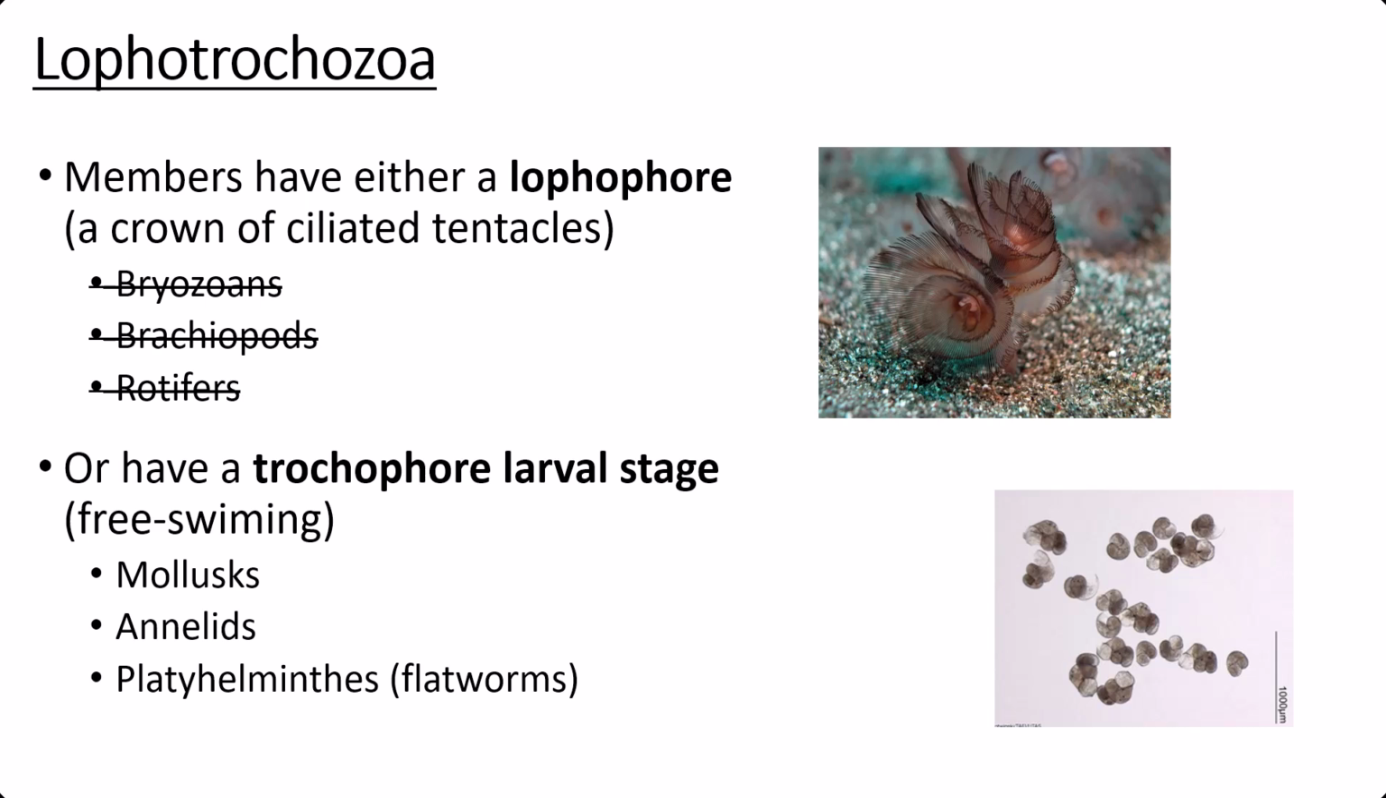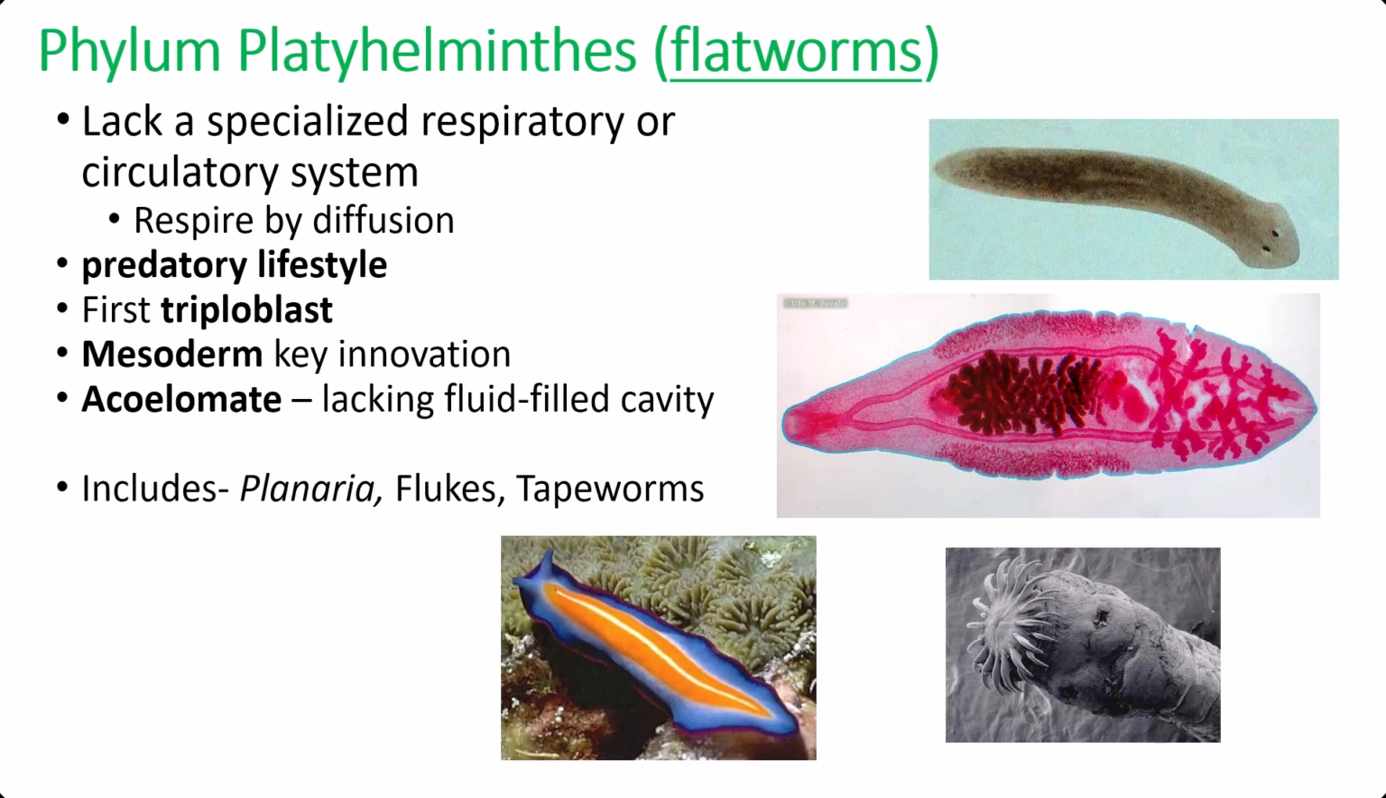So those lophotrochozoans, their members either have a lophophore, which is this kind of crown of ciliated tentacles. That includes the bryozoans, brachiopods, and rotifers. It's not that they're not important, but we have a ton to memorize, so don't memorize those. Or they have this trochophore larval stage, which I've pictured here. So it's this free swimming larval stage. That includes mollusks, annelids, and platyhelminthes.